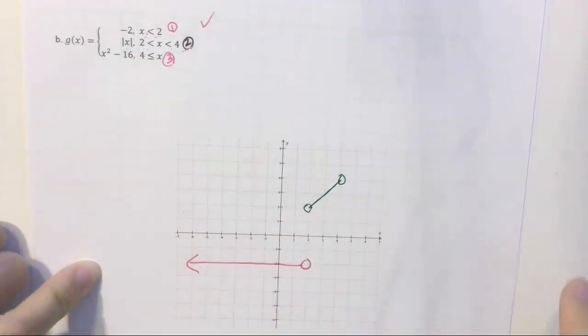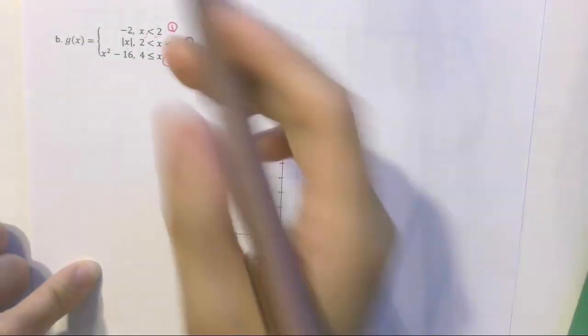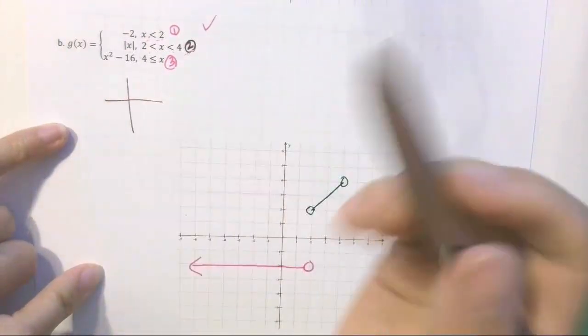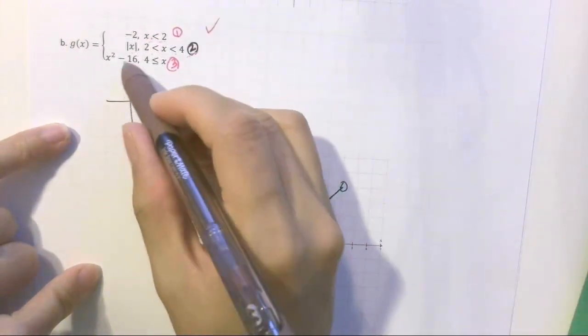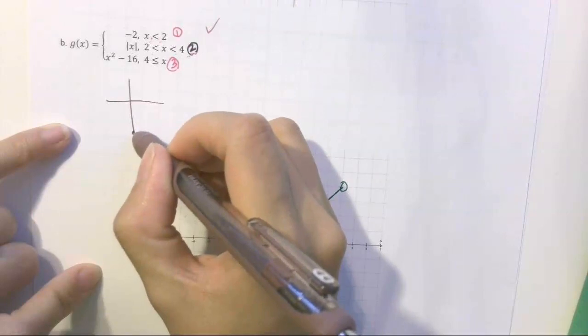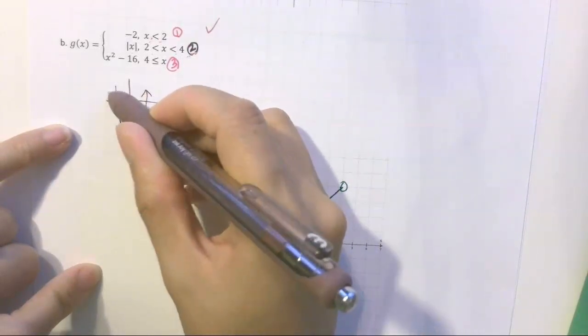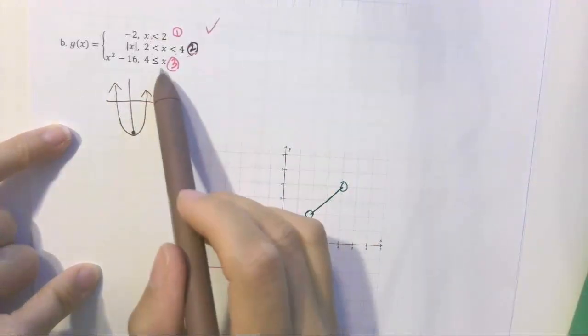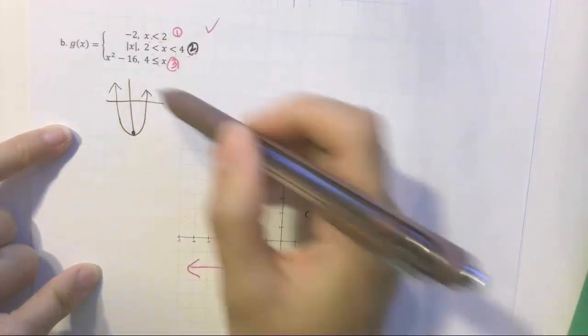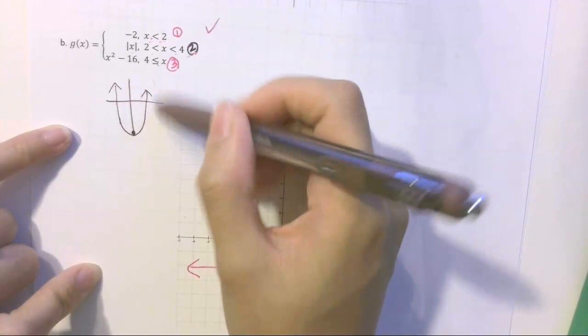Last but not least, x squared minus 16. I think that's going to be the hardest part. If I were to graph the whole thing, would you agree that it's going to look, let's see, y-intercept at -16, very bottom, and it's going to look like this. I don't want the whole thing. I only want x is greater or equal to 4. So somewhere here on the right side.